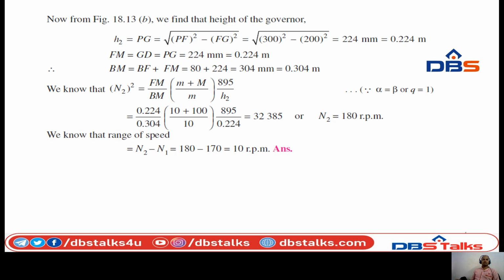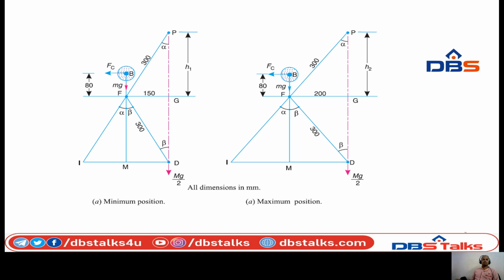Then in a similar way, we need to find out the BM value. BM is equal to BF plus FM. How much is BF? That is 80 plus FM, which we noted just now as 260 mm. So finally it is 340 mm, that is 0.34 m.